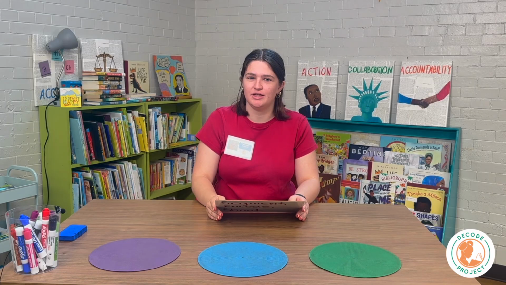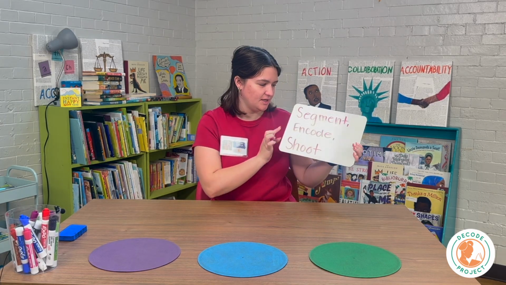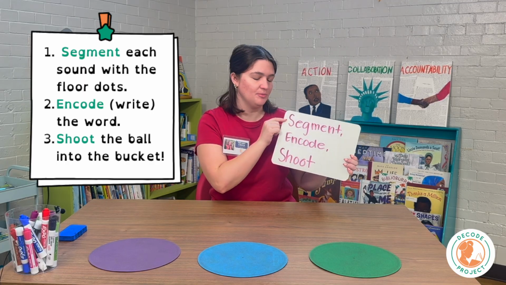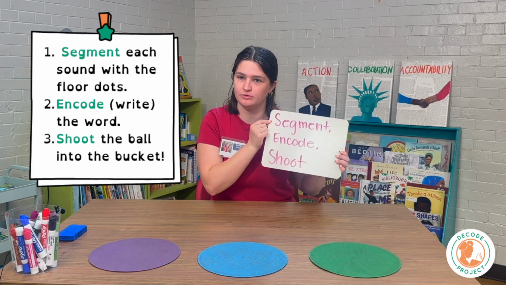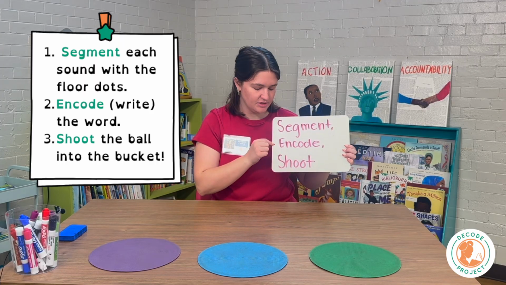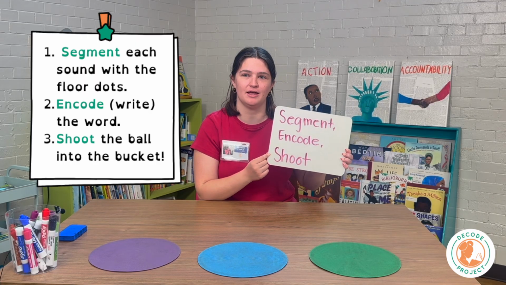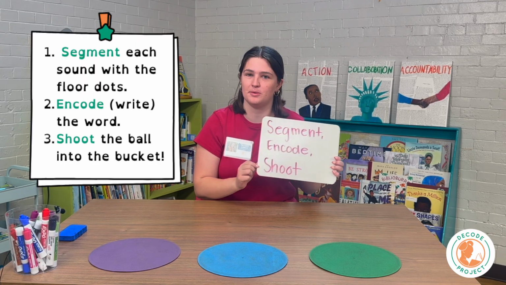One activity that you can use at home to practice three-letter blends is segment, encode, shoot. So you start by sounding out the word, and you can use floor dots or anything you have at home for each sound. And then encode is writing the word, and then shoot is a fun way to end off the game by taking a shot at a soccer goal or a basketball goal.